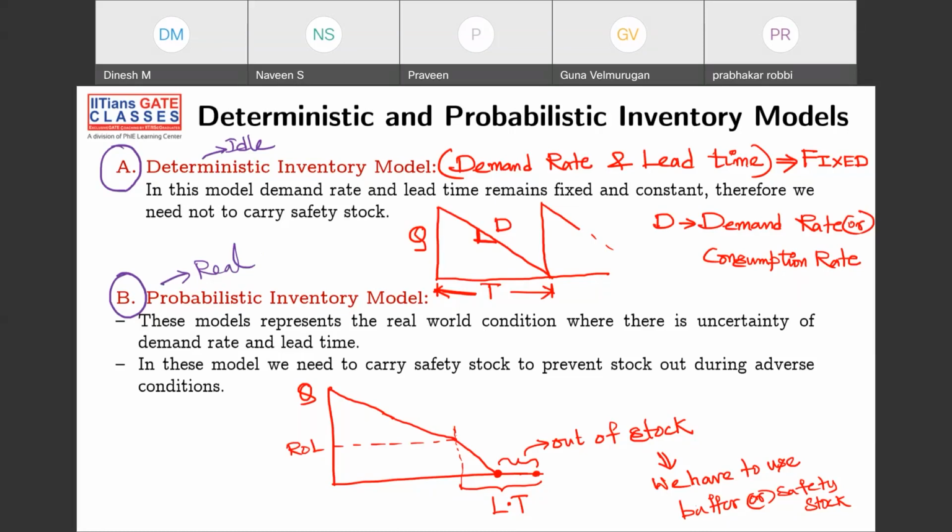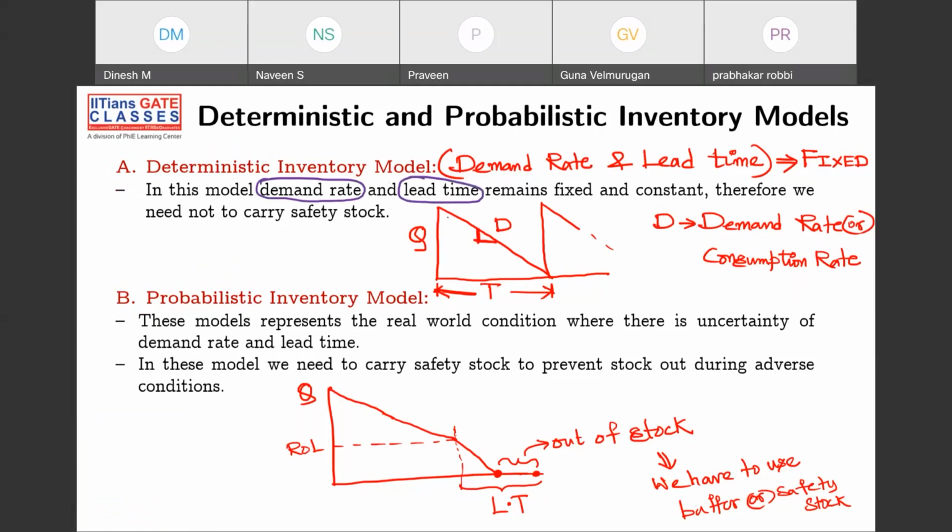Fine. In deterministic, what is deterministic? Determined. I am determined. I am fixed with something. What is that? Okay. So in this model, demand rate and lead time are fixed. If you are saying it's a deterministic model, demand rate and lead time are fixed.